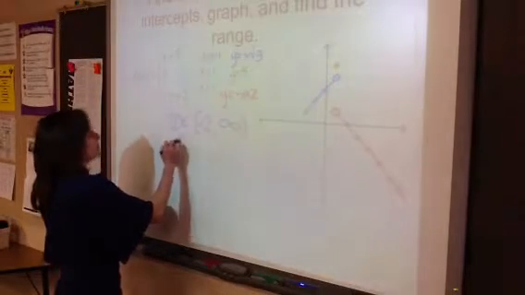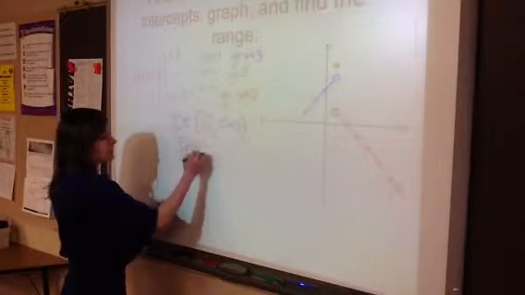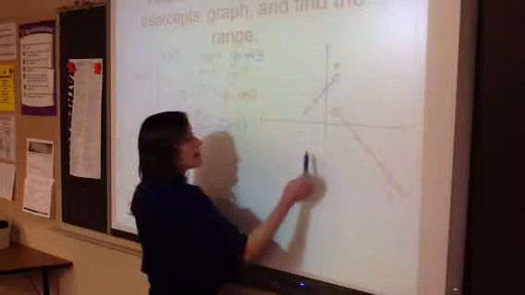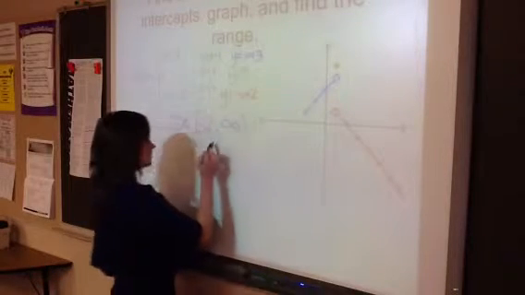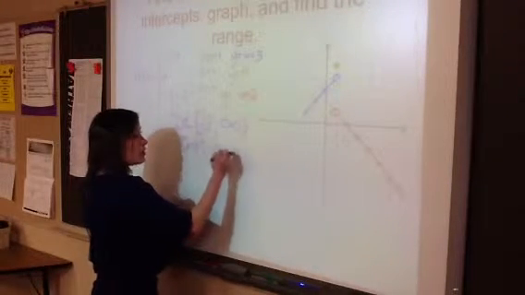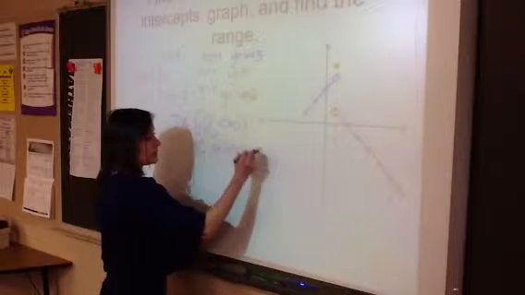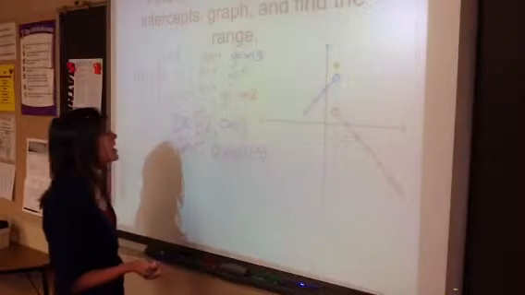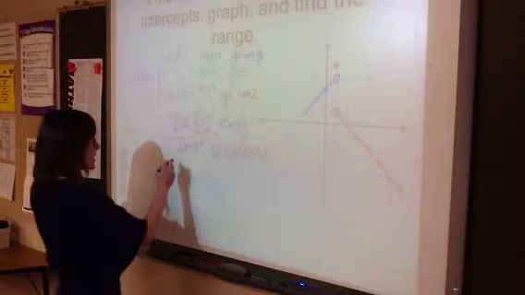Our intercepts, it looks like we have an x-intercept at 2, 0, and a y-intercept at 0, 3. And you're done. So now we want the range.